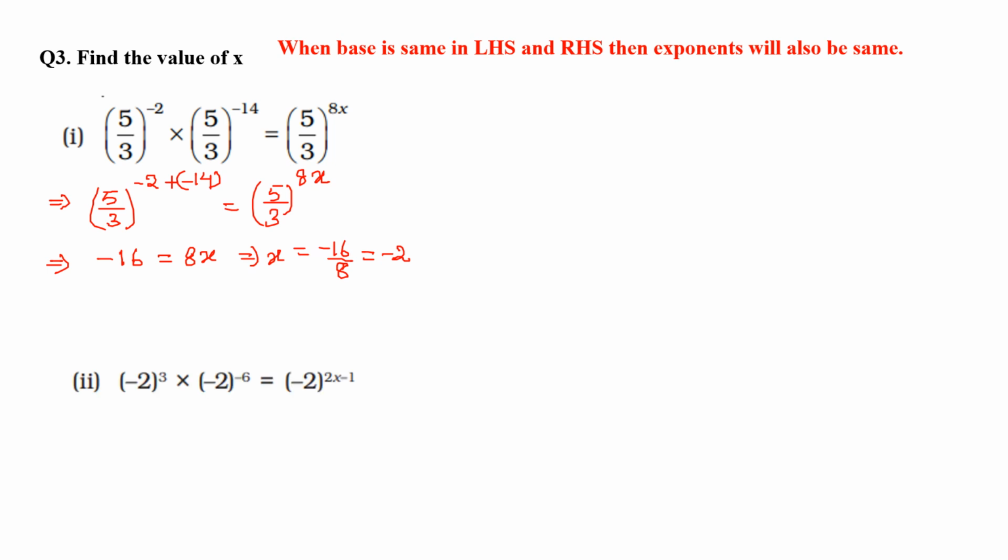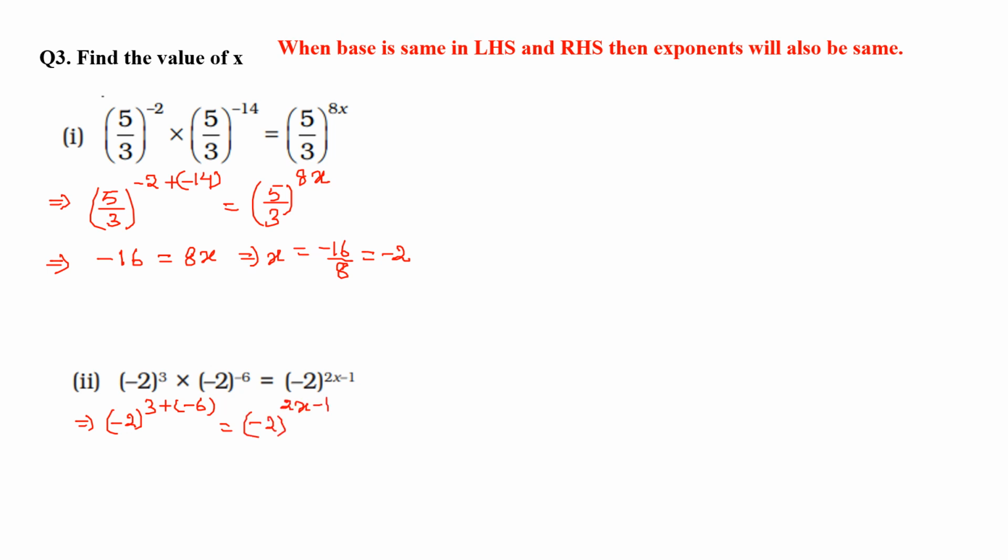(-2)^3 into (-2)^-6 equal to (-2)^(2x-1). Again, if you see in the LHS, the base is the same, so you have to add the powers. So it will be (-2)^(3 + -6) equal to (-2)^(2x-1).